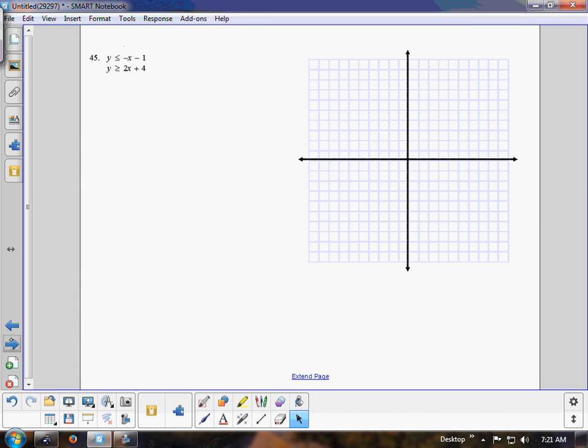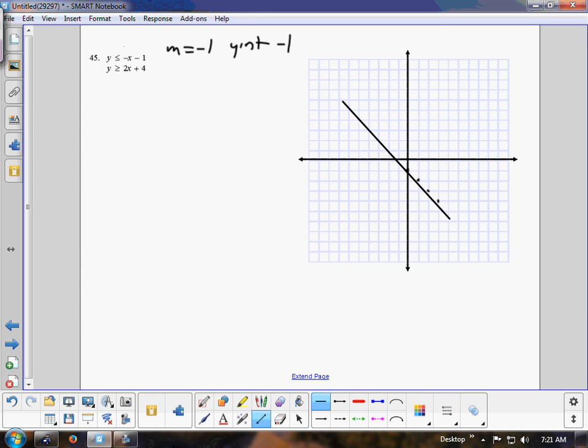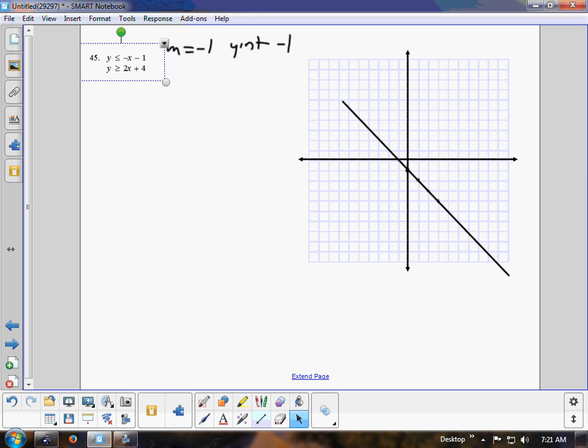The next question is similar. I'm going to quickly graph it by y equals mx plus b. So the slope here is negative 1. The y-intercept, the b value, is negative 1. So I'm going to start at negative 1 and go down 1 over 1, down 1 over 1, down 1 over 1. That gives me a line like that. The shading is less than, so it's going to shade down here.